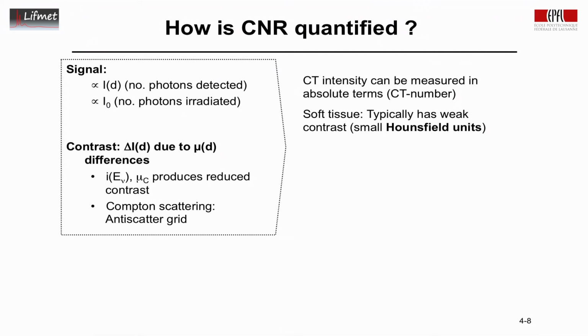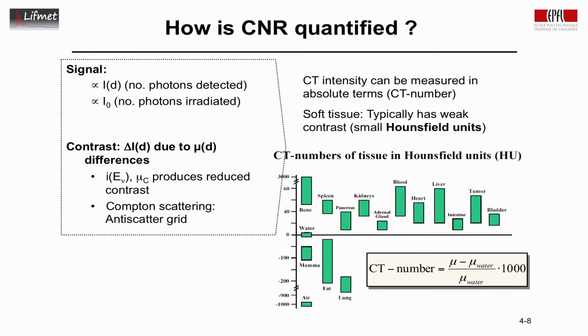In soft tissue, we typically have weak contrast, and so this is quantified in Hounsfield units. They are small Hounsfield units. And so we'll look here at the CT numbers in terms of Hounsfield units. Now a CT number is the linear attenuation coefficient of the tissue in question minus the linear attenuation coefficient of water, divided by the linear attenuation coefficient of water, and then the whole thing multiplied by 1,000.